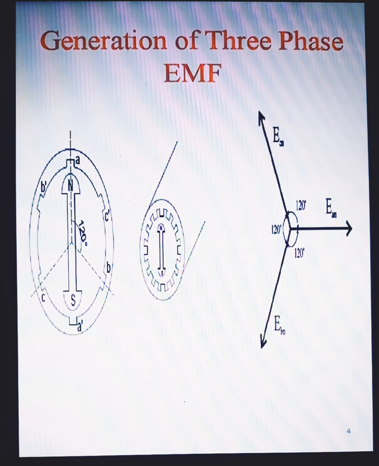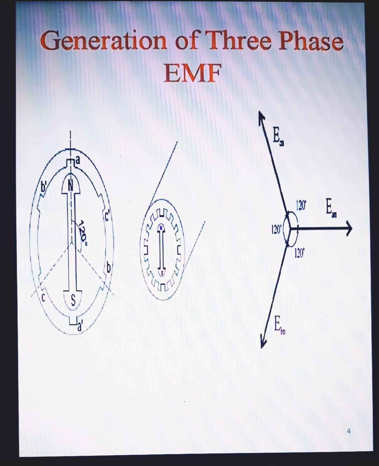The stator is cylindrical in shape, and it contains uniform number of slots at its inner periphery. Those slots are provided to place the conductors. You can see here this A dash, B dash, C dash are the conductors which are placed in these slots, and they are connected either in the form of star or in the form of delta, and those conductors are mutually displaced by 120 degree. The rotor is formed by this magnet. It contains two poles, north and south.